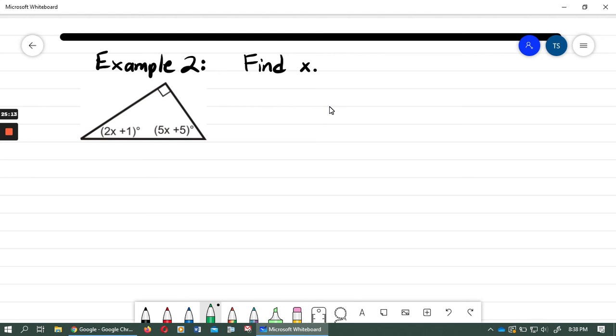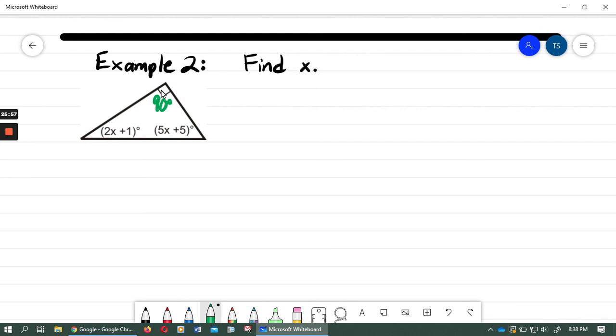Example 2. Again, we've got a triangle. This time, guys, in this triangle, we're not given number measurements. We've got variable expressions. Well, they give us this right angle symbol there. That's the closest thing we've got to a number, right? Because of that right angle symbol, we know that this is actually 90 degrees right there. Okay, we'll take that.